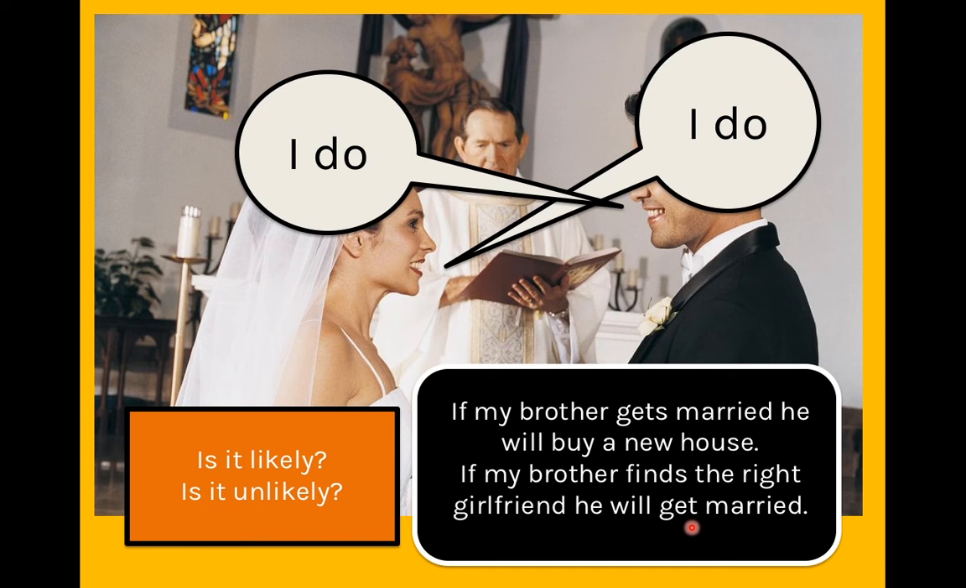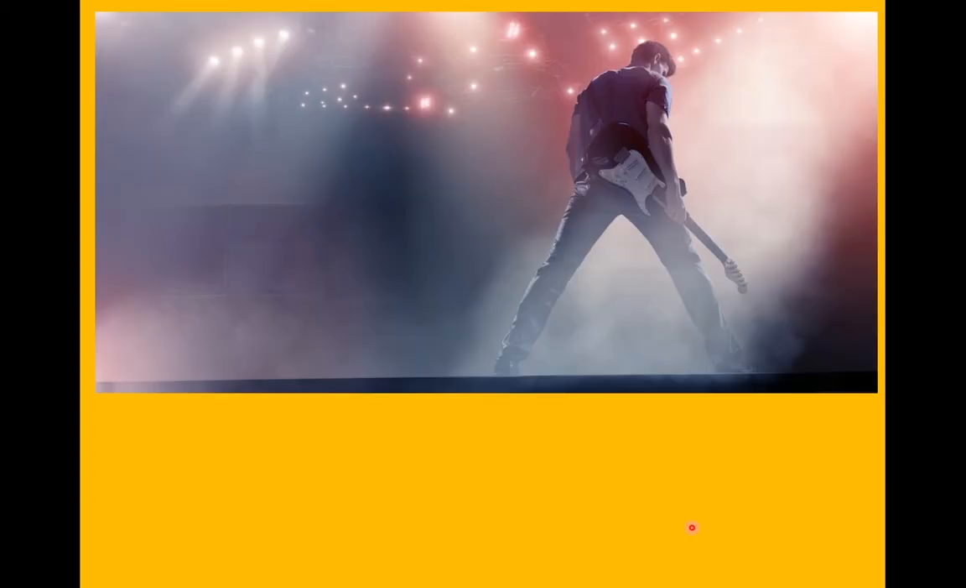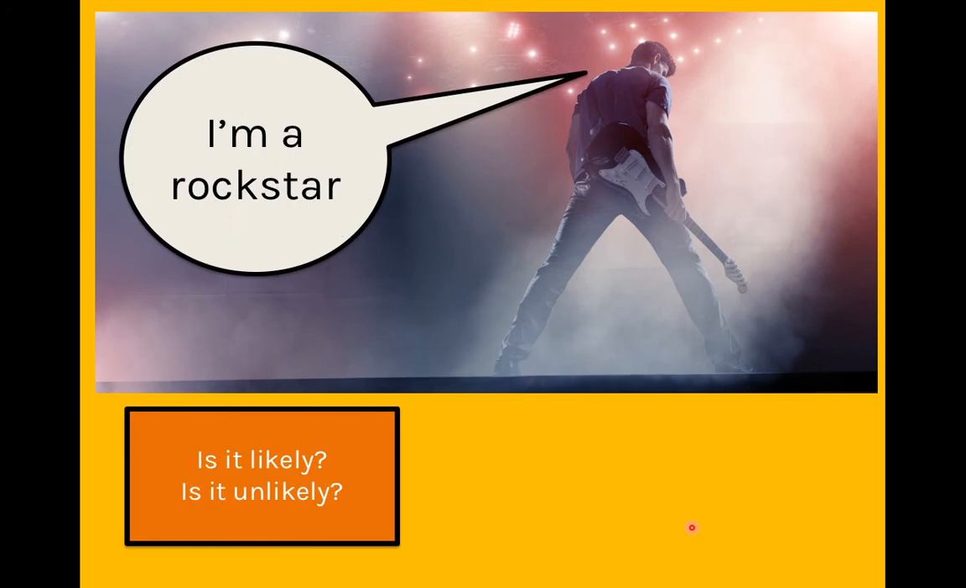Let's see another example. This is becoming interesting. What's happening in the picture? Well, we have a musician. We have a rock star. I'm a rock star. So what do you think? Is it likely or is it unlikely that we or you become rock stars? What do you have to do to become a rock star?